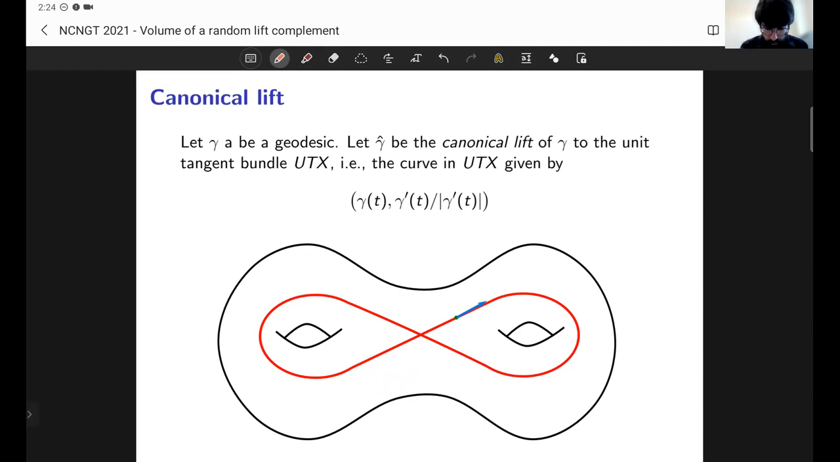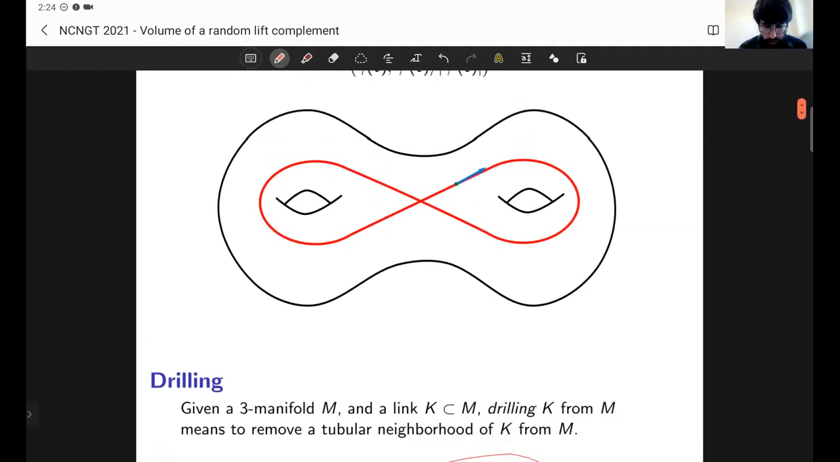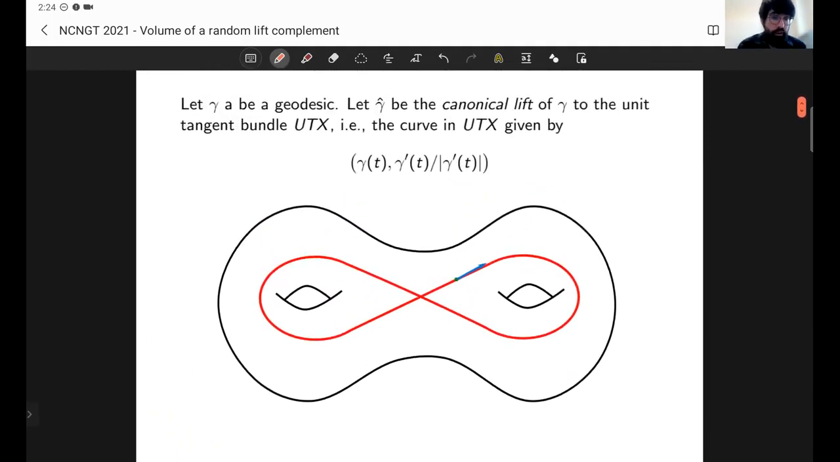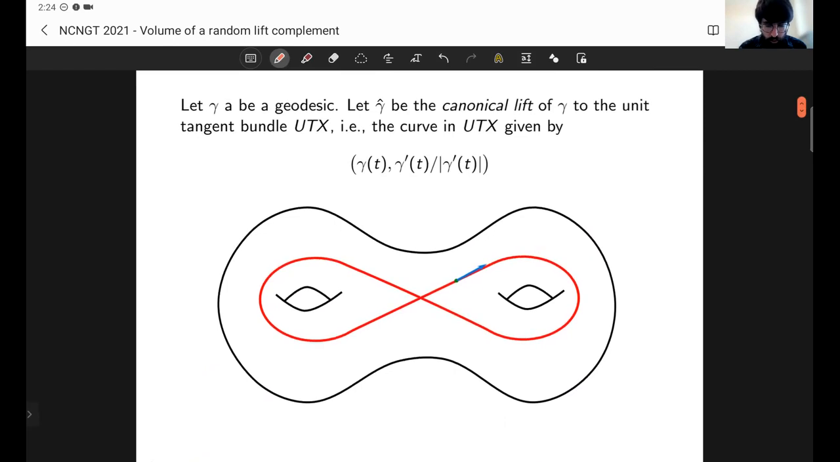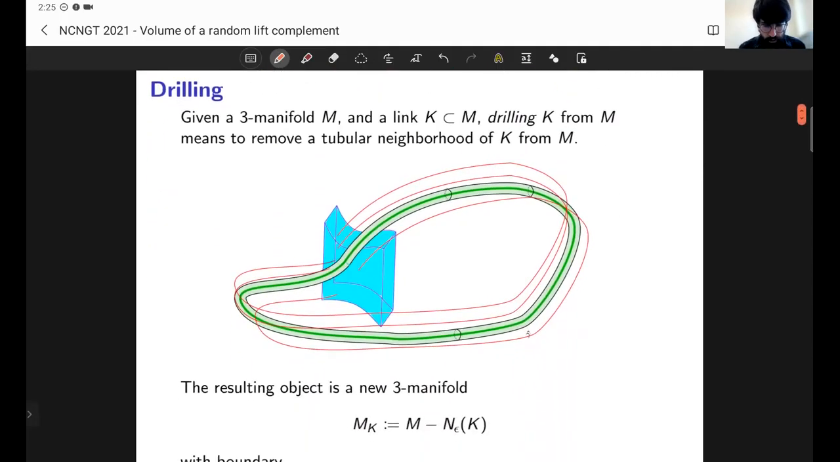So such a geodesic induces this canonical lift in the unit tangent bundle, and this canonical lift is actually a knot inside of this three manifold, which is the unit tangent bundle. And whenever you have a three manifold, such as the unit tangent bundle, and a knot inside of that three manifold, such as the canonical lift of a geodesic, you can do an operation that's called drilling. So what does it mean? You have a knot K inside of a three manifold M. Drilling the knot K from this three manifold M means the following.